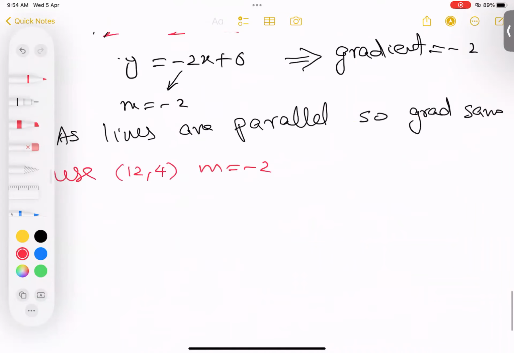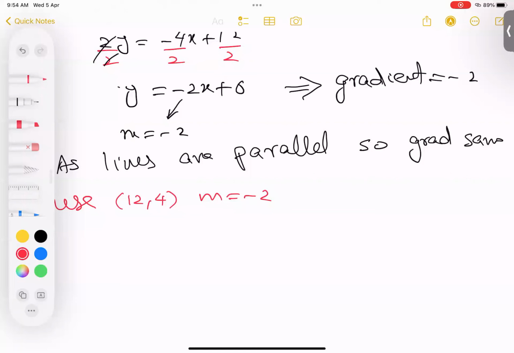I'm going to finish my question. How to finish the question, students? You know it very well. y equals mx plus c. In place of y, you will put 4. In place of x, you will put 12. In place of m, you will put minus 2. Mabruk, alhamdulillah, rabbil alameen. So I'm putting 4 here, m is minus 2, x is 12.